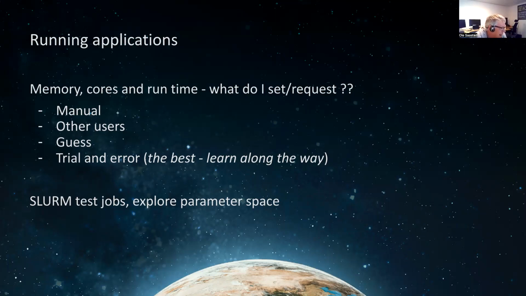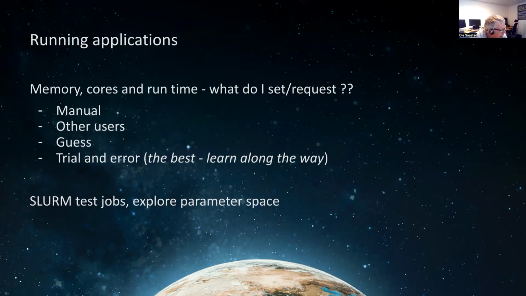And the best is trial and error. Even when it fails catastrophically, you at least know that this doesn't work. And sometimes it works and you're lucky. Sometimes it just crashes and you're unlucky, but you learn something. So learning along the way is normally the best one. And of course, run Slurm with test jobs and explore parameter space.